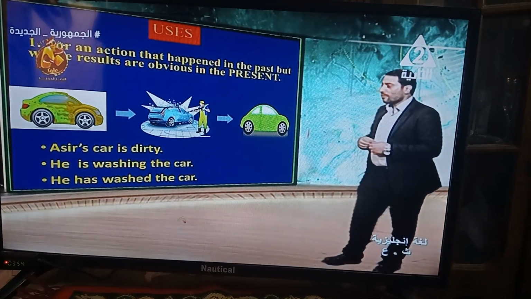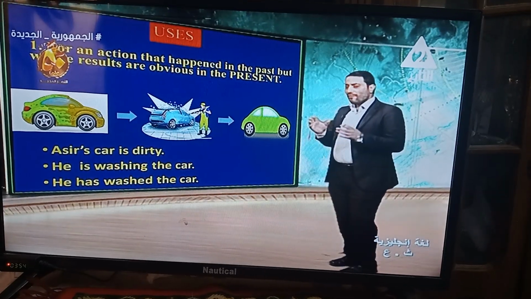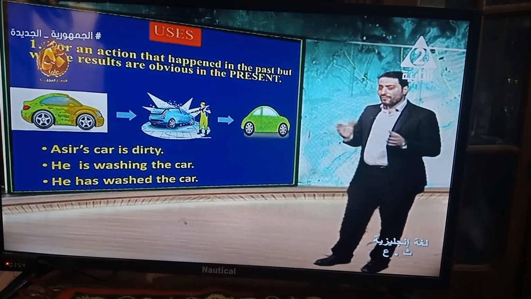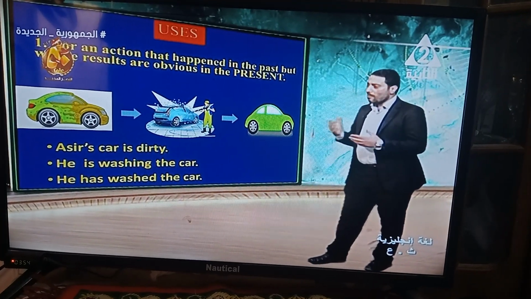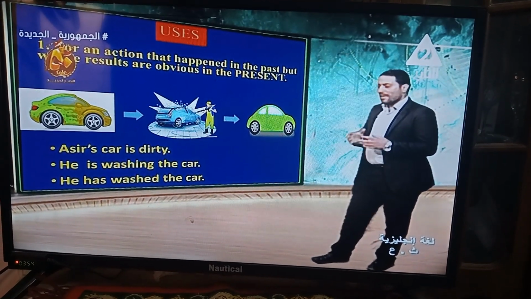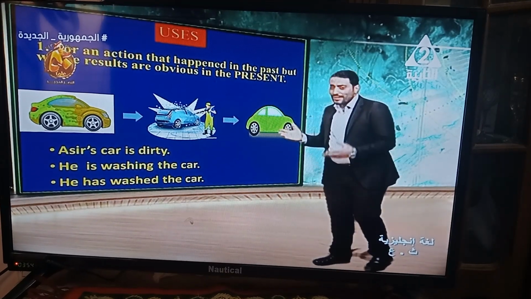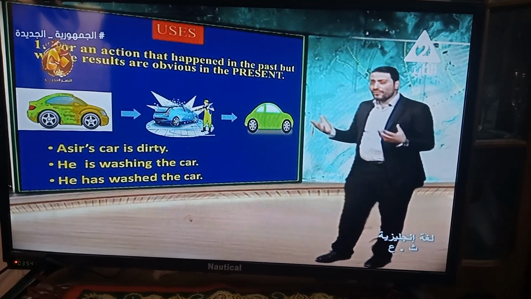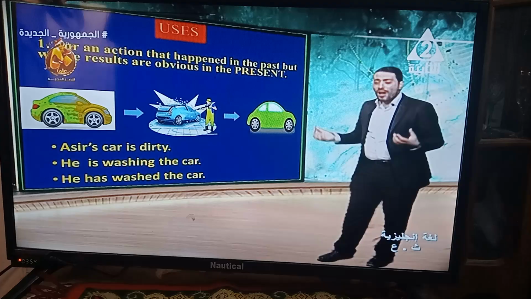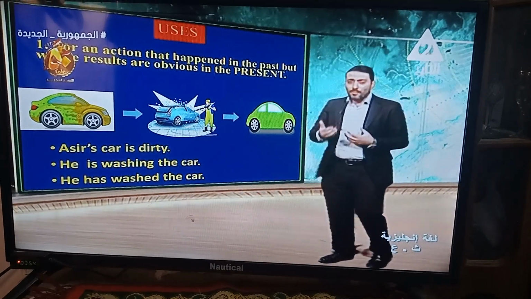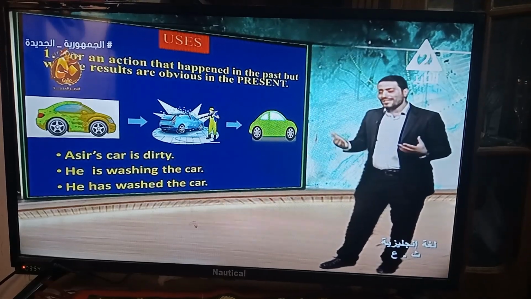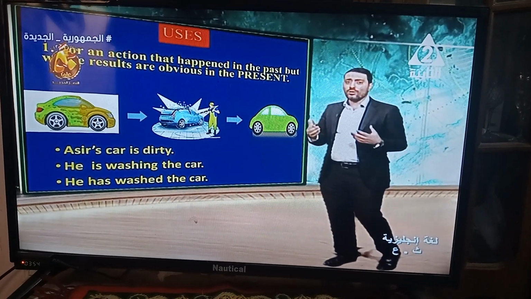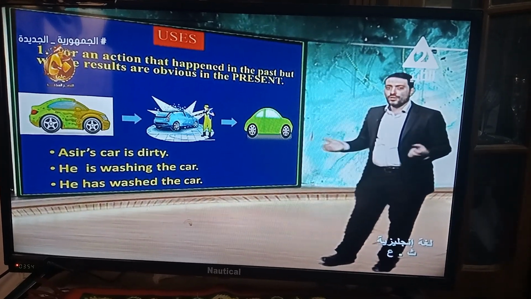Yeah, look at this question. So now we have the photos. The first photo is a car, and this car is dirty, and someone is washing it. Now the car in the third photo is very clean. It's clear that it's very clean. It's very bright. It means that someone has washed the car. So why do we say someone has washed instead of saying someone washed the car?